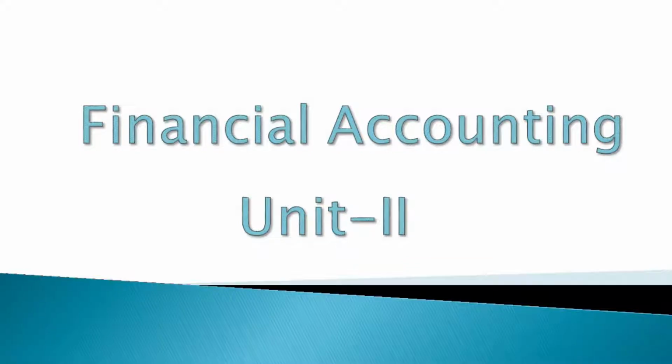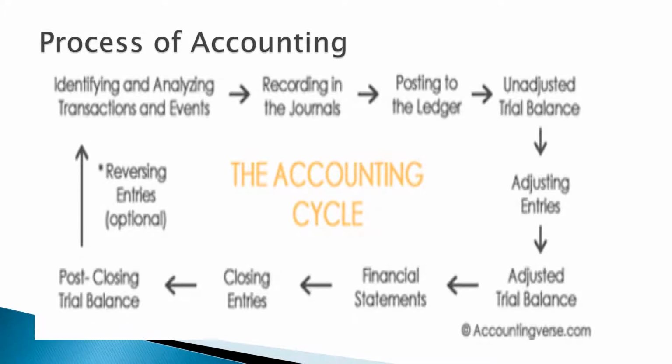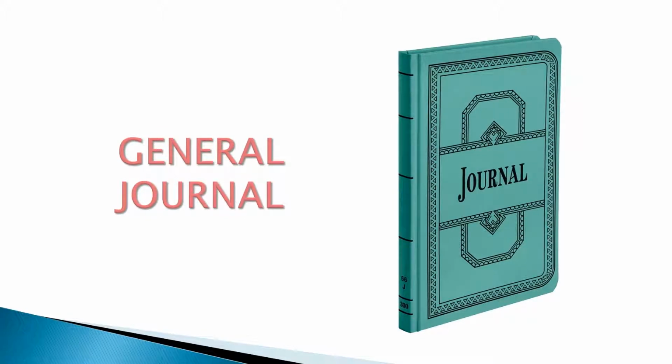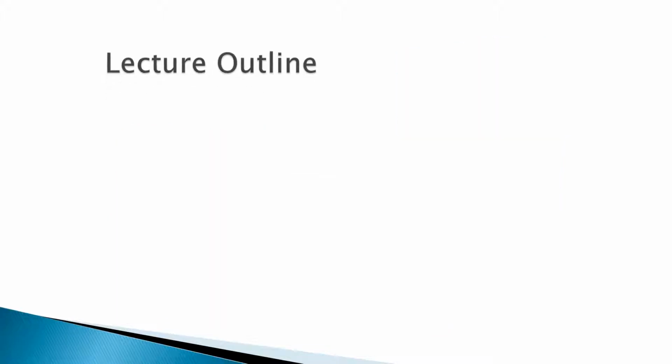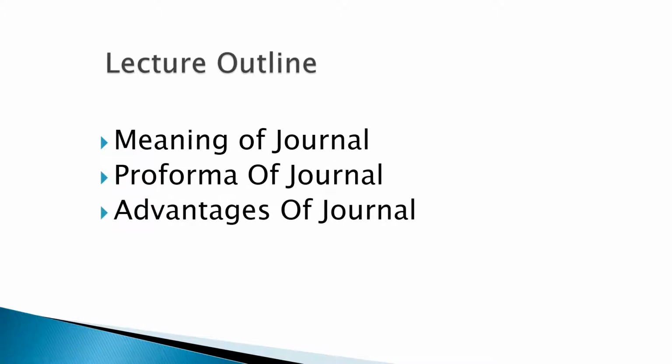Hello learners, in Unit 1 we have learned that the accounting process consists of a number of processes such as identifying, recording, classifying, summarizing and interpreting the financial transactions of a business. Today we will discuss the journal. Journal is nothing but a diary of business transactions. In this topic we will be covering the meaning of journal, proforma of journal, and advantages of journal.